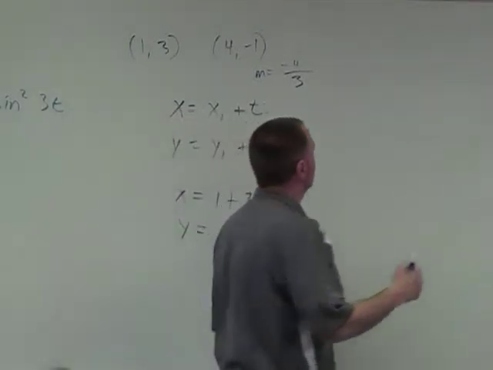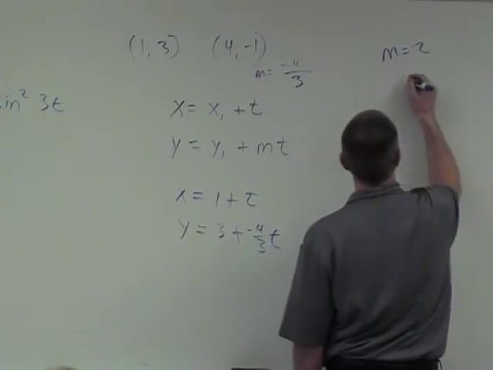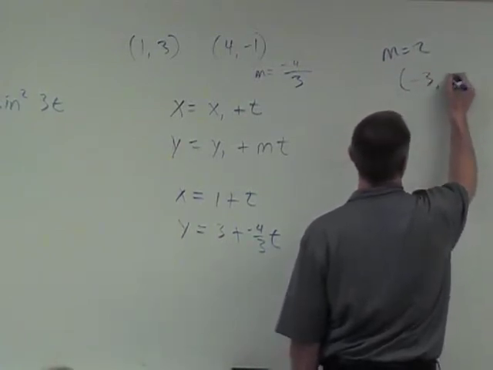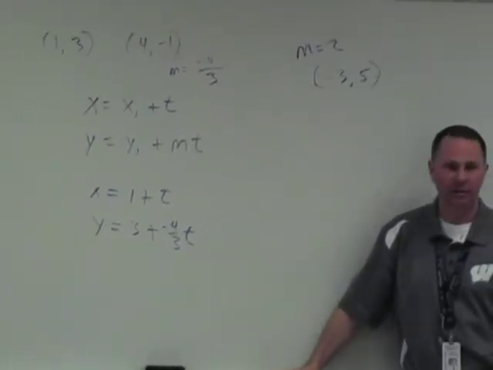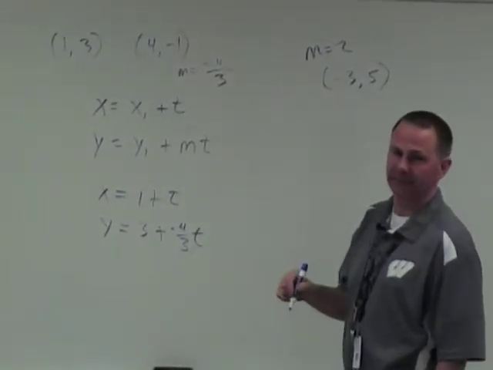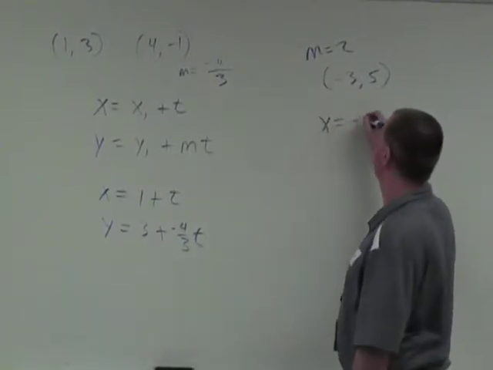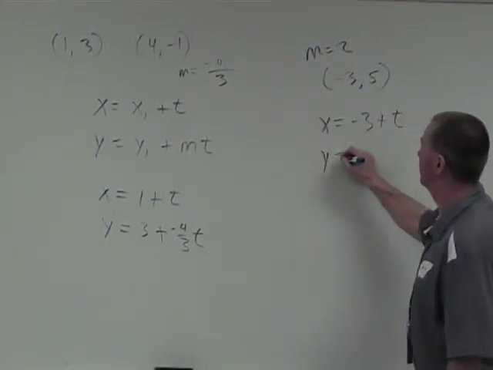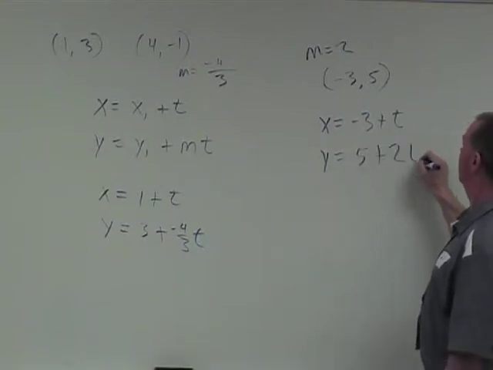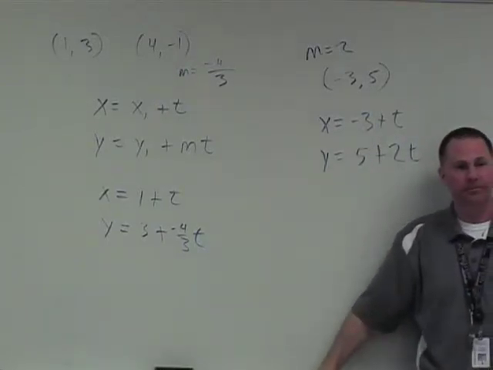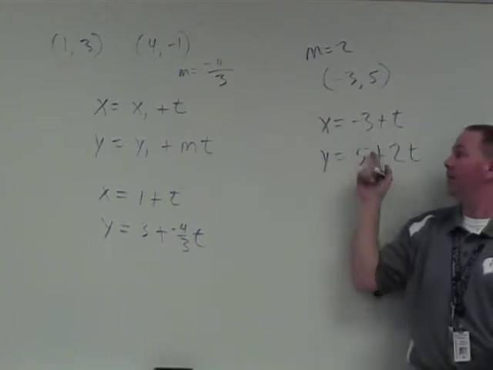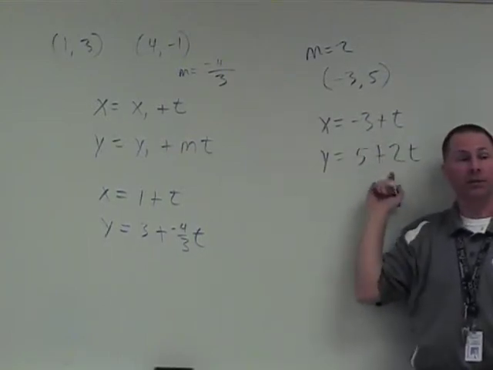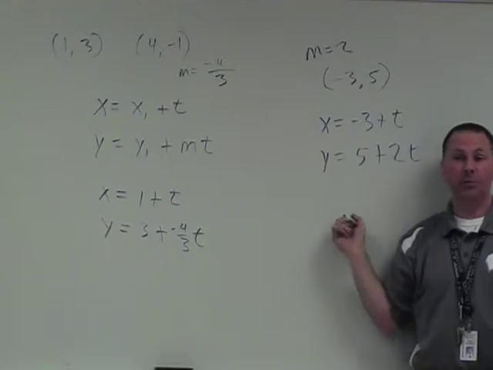That's all you have to do. Here's another example. What if I just said the slope is 2 and here's a point, -3, 5? What would be my parametric equations? X is -3 plus t, and then y is 5 plus 2t. Yep. So if I were to graph that point with that slope and draw the line, and then eliminate the parameter t here, put it in slope-intercept form, it'd be the exact same thing.